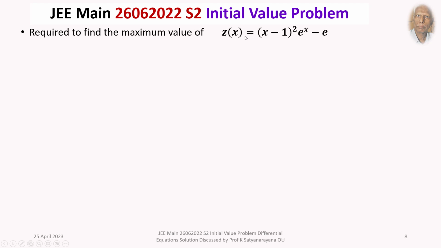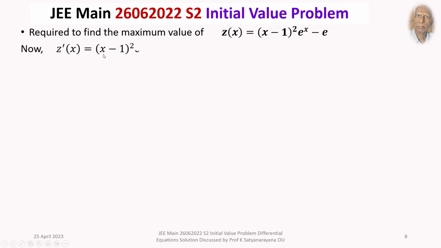So we have z(x) is x minus 1 whole square into e power x minus e. To find the maximum value, that means to discuss the maxima, the extrema, that is the maximum and minimum, we first want the stationary points or critical points of z(x). So they are obtained by taking the first derivative of z(x).